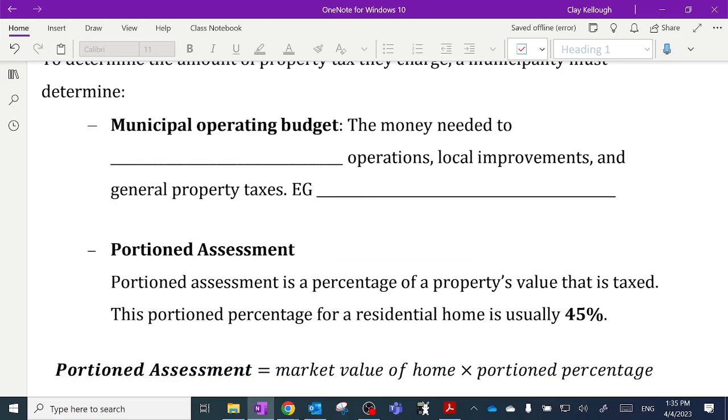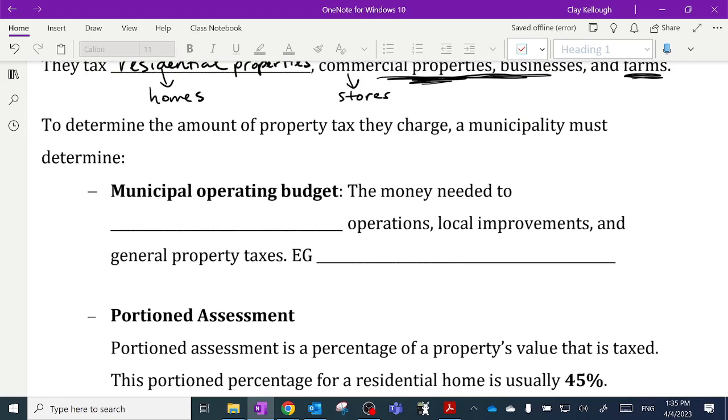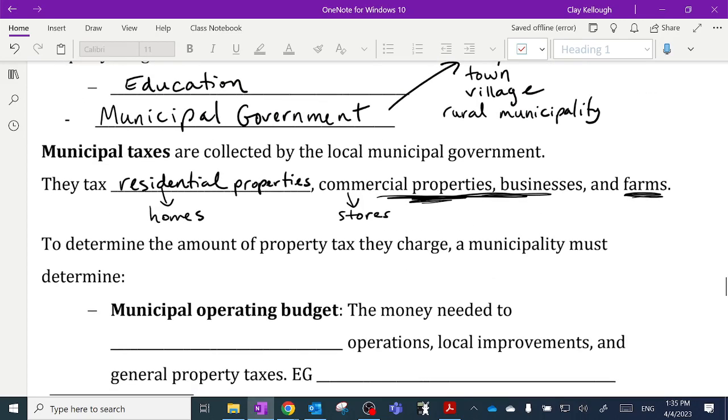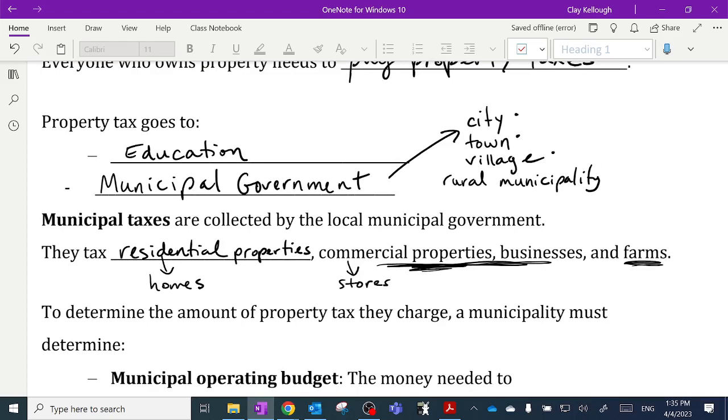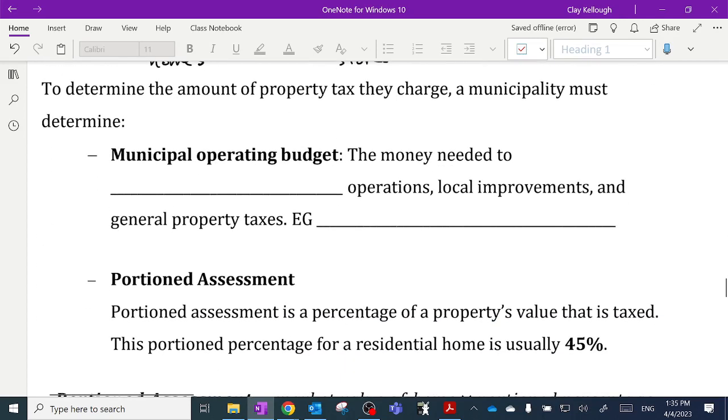How do we figure out how much to tax? Well, you got to make a budget. Throw a dart at the board. Yeah, pick a number out of a hat. No, you actually have to sit down and go, okay, what do we actually have to do to run this city or town or village or rural municipality? Well, we have to figure out how much money it takes to run everything and to pay for the day-to-day operations, as well as local improvements, general property.